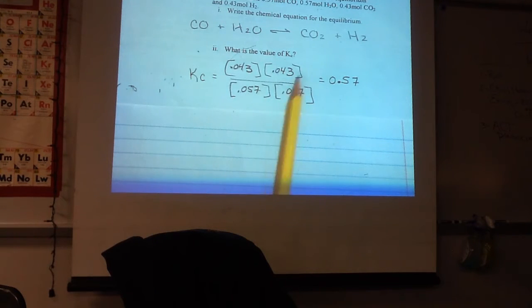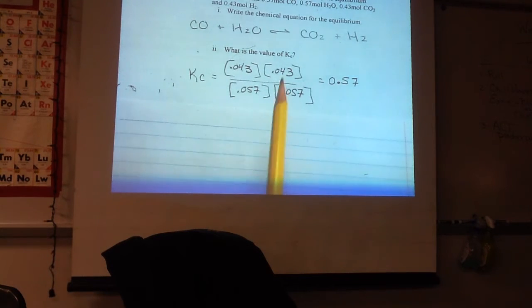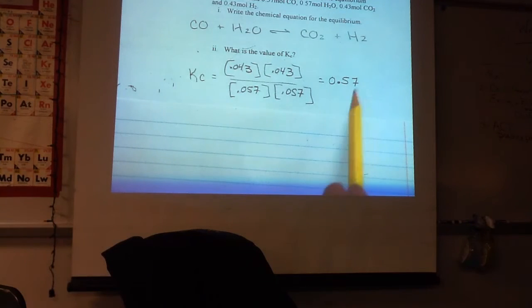Well, it's not equal, but they're pretty close, right? But it basically has half the amount of product as it does reactant at equilibrium. Okay? This reaction doesn't go far to the right. It doesn't make a lot of product. That's what that value means.